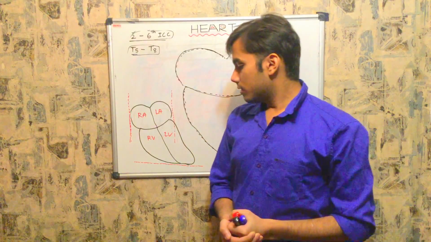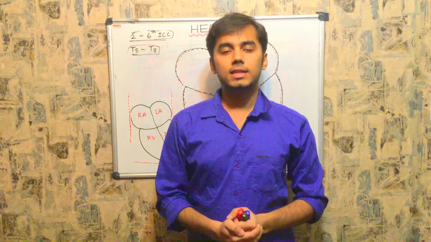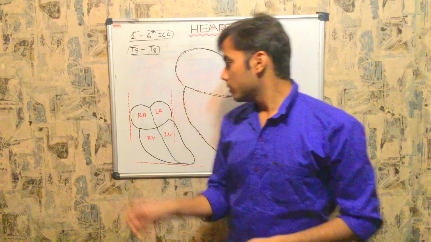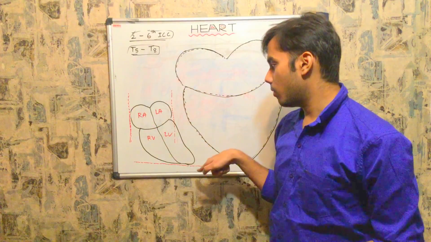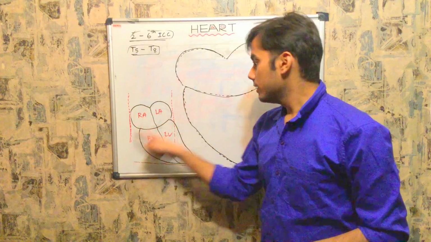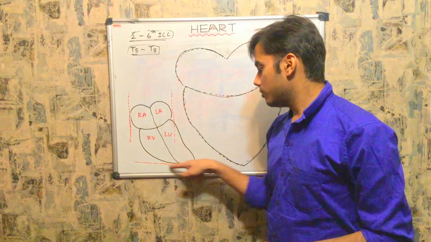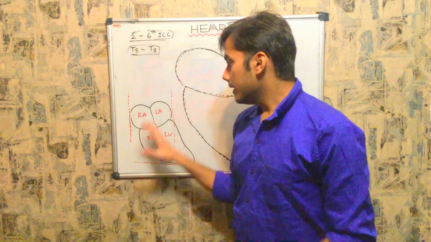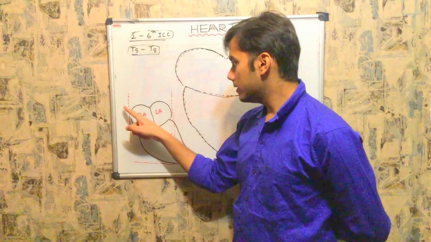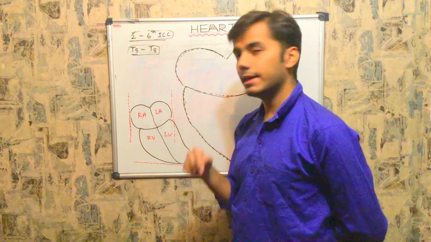Now, surfaces are finished. Coming to the borders of the heart, there are generally three borders. These are the lines for explaining borders. This is your right border, this is your left border, and this is your inferior border. The part of the heart that is touching the right border is your right atrium.